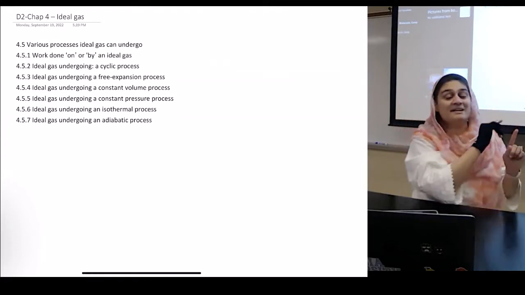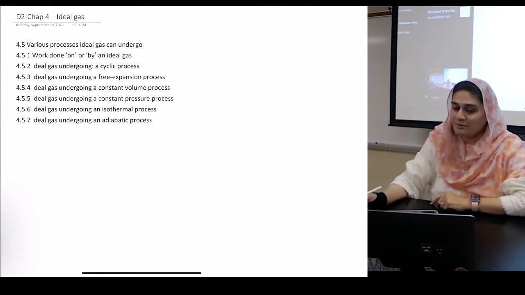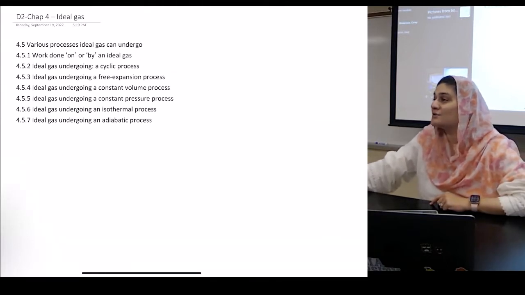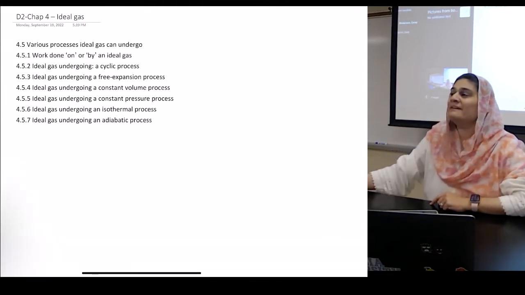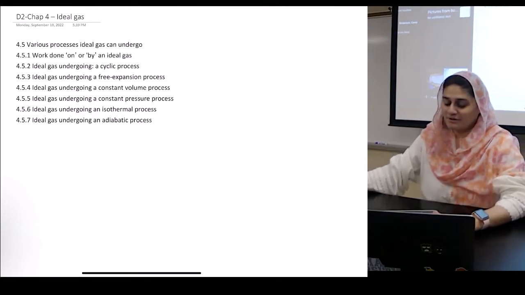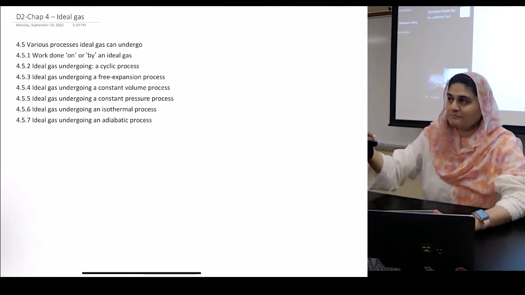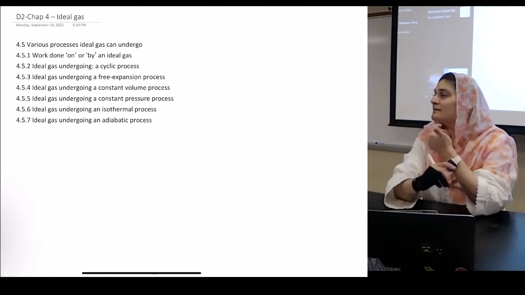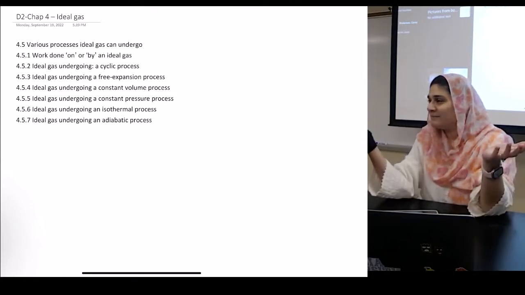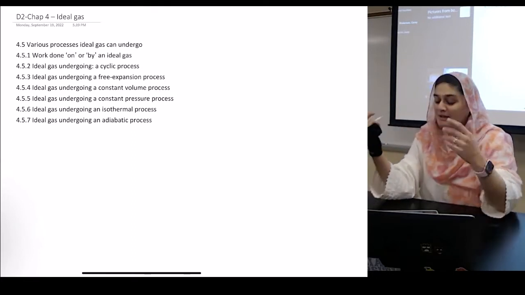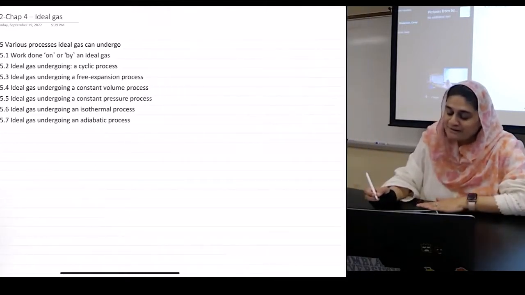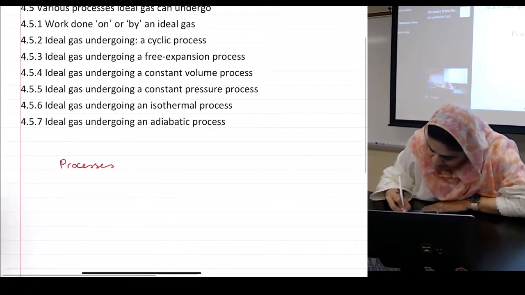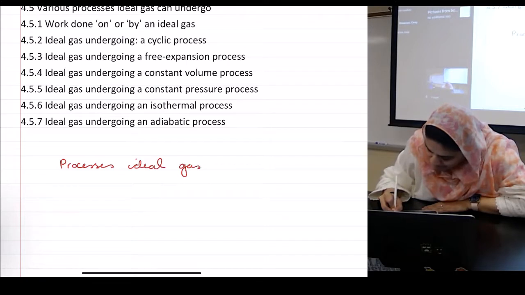But look at the definition. Look at what it's asking you. We are now going to deal with processes an ideal gas undergoes. What do we think are the different processes that an ideal gas can undergo? Constant volume, constant pressure, constant temperature, adiabatic, and so on, right? So let's start at the beginning. The first one: processes ideal gases undergo.